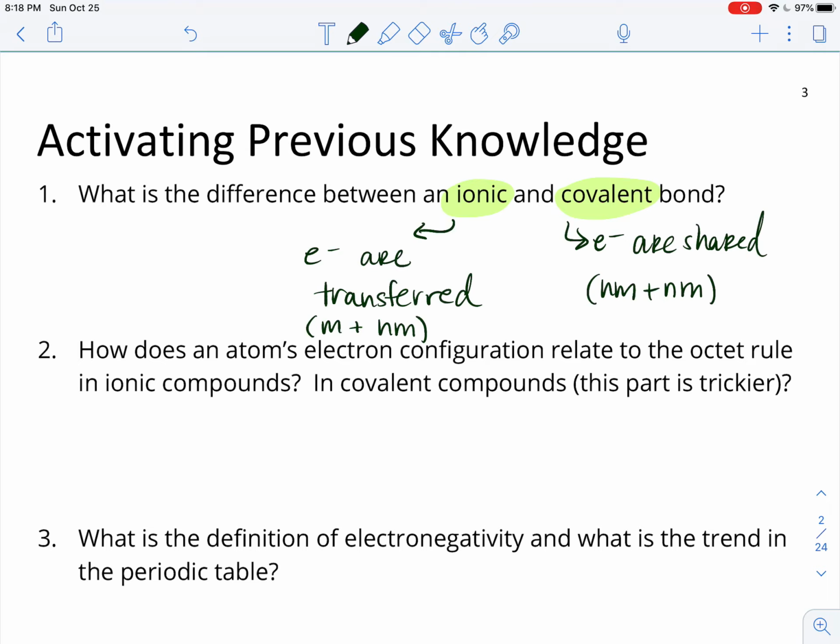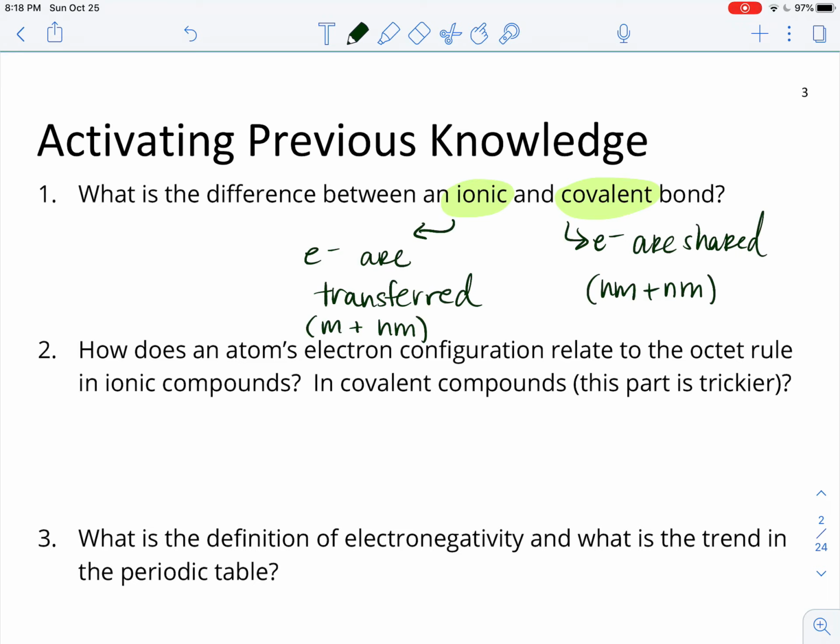So what is the definition of electronegativity, and what is the trend in the periodic table? So electronegativity, remember, is the affinity of an atom to be able to attract electrons to itself in a bond. The way that I told my students, which is not really the book way, but it's true, it's basically how badly an element wants electrons. And some elements want electrons way more than other elements.